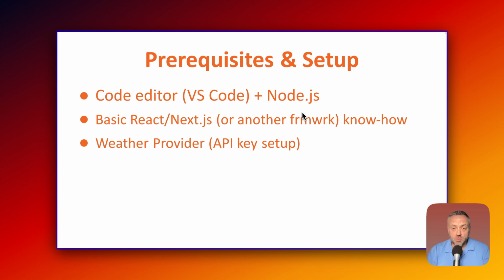Now, for the prerequisites and the setup, you need a code editor. Visual Studio Code is used by like 90 to 95% of the devs out there, so this is the code editor that you want to start with. I'm actually going to be using another one that's based on Visual Studio Code called Cursor, and that is essentially a clone of Visual Studio Code, except they bundle their own AI agent. So it's like 99% the same, except it comes with an AI agent.